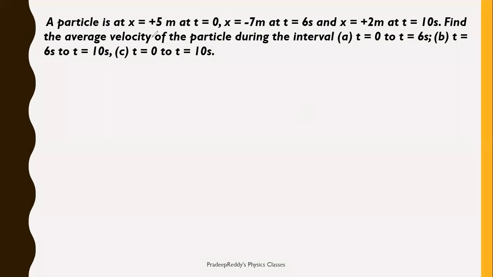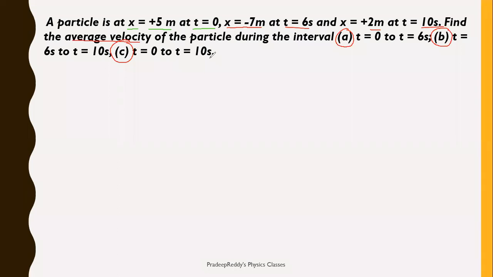it is mentioned that a particle is at x equal to plus 5 meter when t is equal to 0 second, and the particle is at minus 7 meter when it is at 6 second, and the particle is at plus 2 meter at t is equal to 10 second. Find the average velocity of the particle during the interval t is equal to 0 to 6 second, t is equal to 6 second to 10 second, and t is equal to 0 second to 10 second.